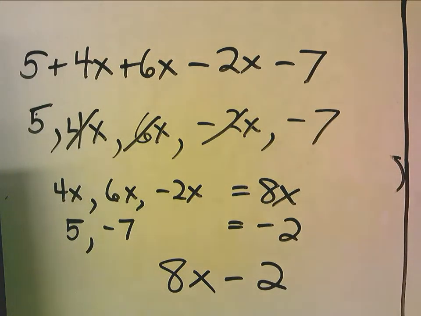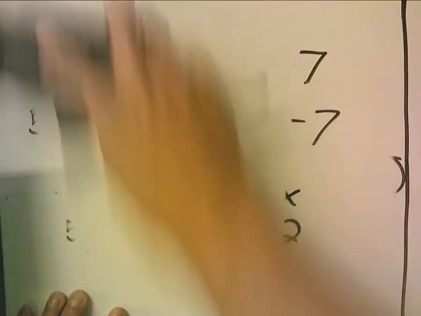Okay, so that's the top part of the page. And now we're going to do some of the bottom. And it says, for the given expression, identify the terms, like terms, coefficients, and constant terms. Then simplify. Simplify means combine like terms in the expression.